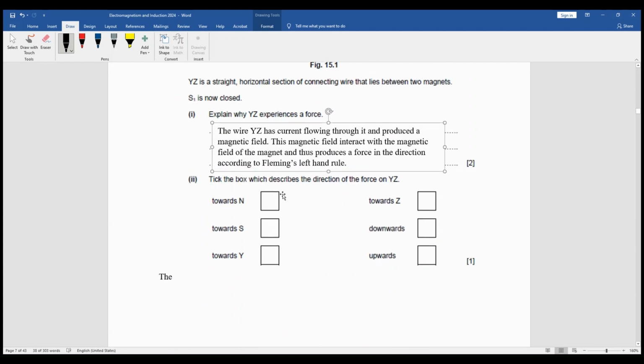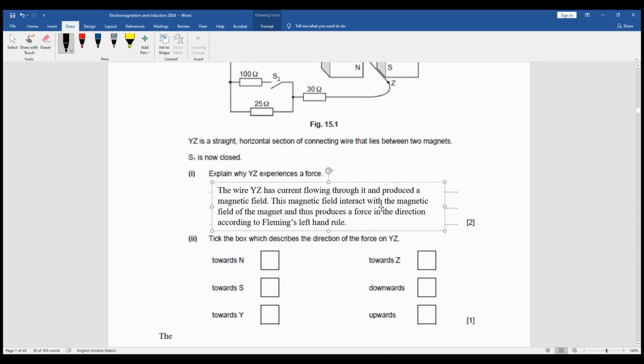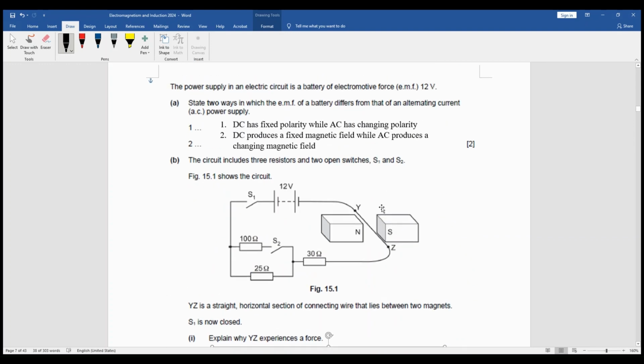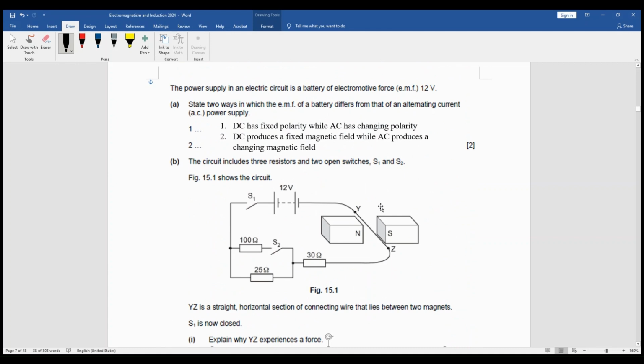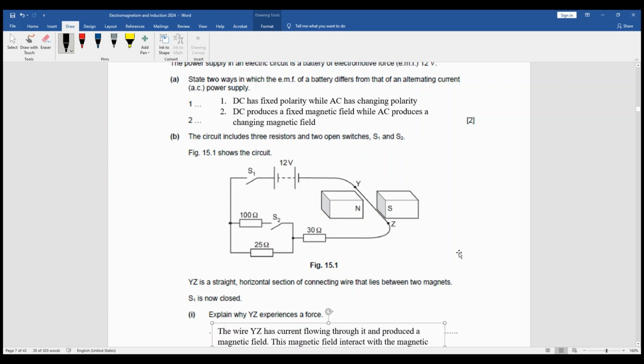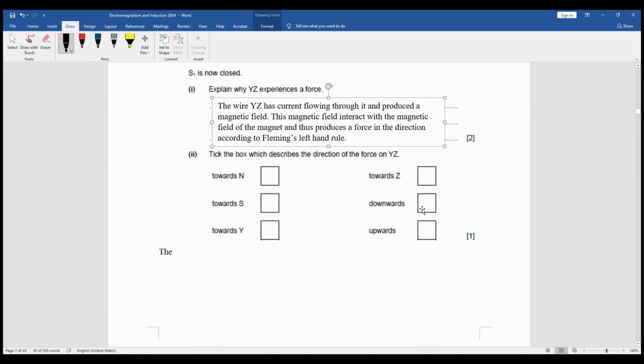Next, tick the box which describes the direction of the force on YZ. Now this one you really have to do your Fleming's left hand rule. Current should be into the page from Z to Y, and then the magnetic field N to S. So you should see that there's a force downward. So the answer is this one, downward.